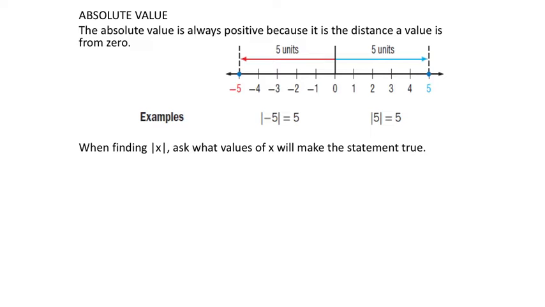So absolute value is just the distance a value is from 0. So you notice right here, the absolute value of -5 is 5. The absolute value of 5, it's the same value because distance, we never refer to distances in the negative.